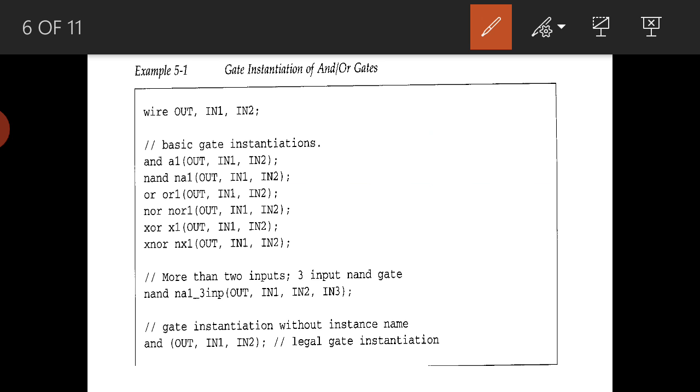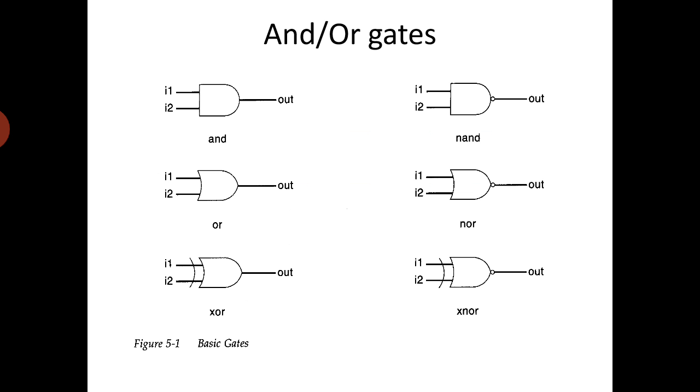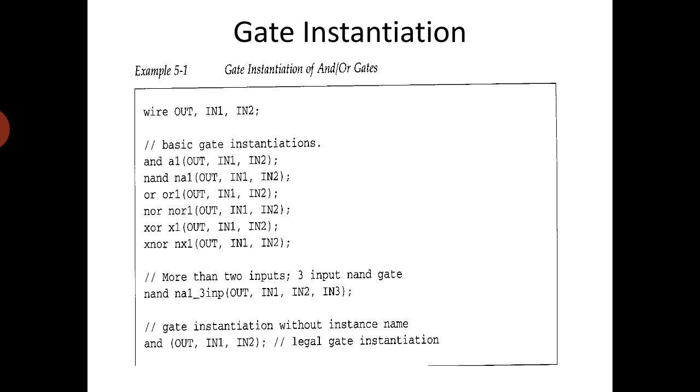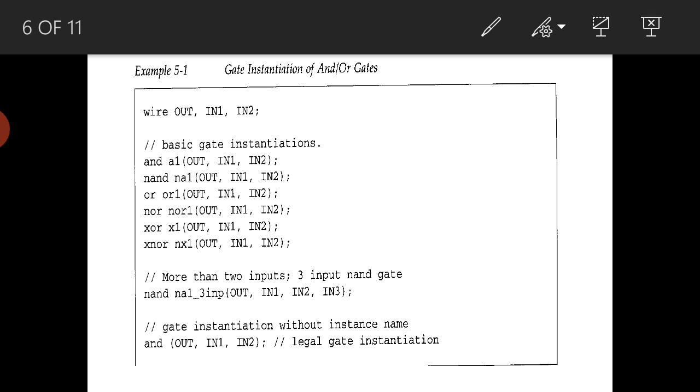Similarly, if the circuit contains a NAND gate, then it will be NAND, then the instance name, outputs and inputs. Similarly for OR, NOR, and XOR: instance name, outputs and inputs. It is like what we saw in the previous slide. The same inputs are connected to all the gates and all the gates have the same output. This is just to show how to write the code for these inputs and outputs.